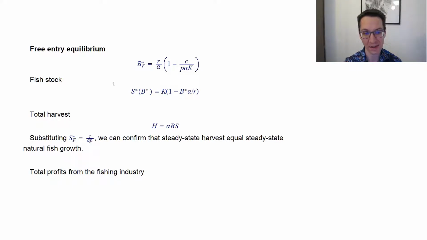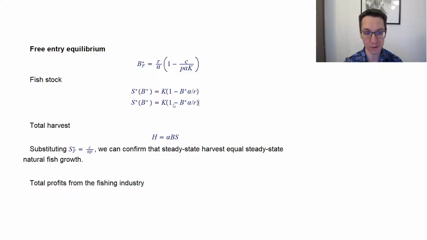So we had that S star of B star was equal to K 1 minus B star alpha over R. Now we have one version of the model with free entry in which the equilibrium B is this quantity there. So let's just go ahead and substitute this. And we're going to get that the equilibrium stock of fish if there is free entry, so if B of F, will be equal to this quantity there.